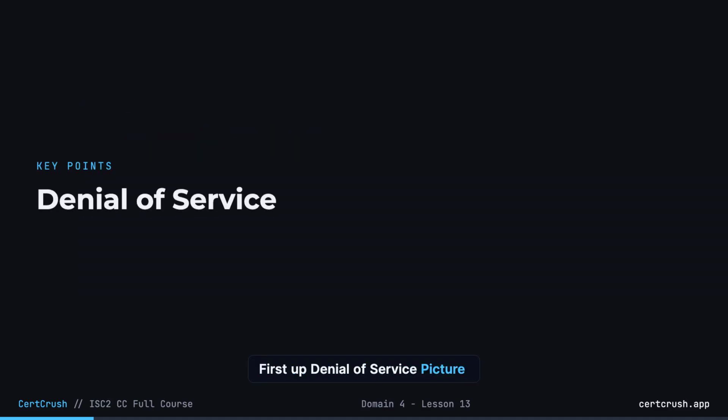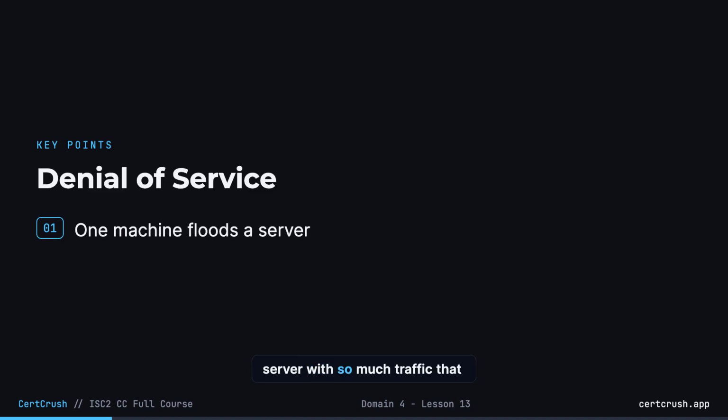First up, denial of service. Picture one road into a town, and a protester parks a single car across it. Nobody gets in or out. That is a denial of service attack. One machine floods a server with so much traffic that real users cannot get through. Now imagine 10,000 cars from 10,000 directions, all at once. That is a DDoS, a distributed denial of service.